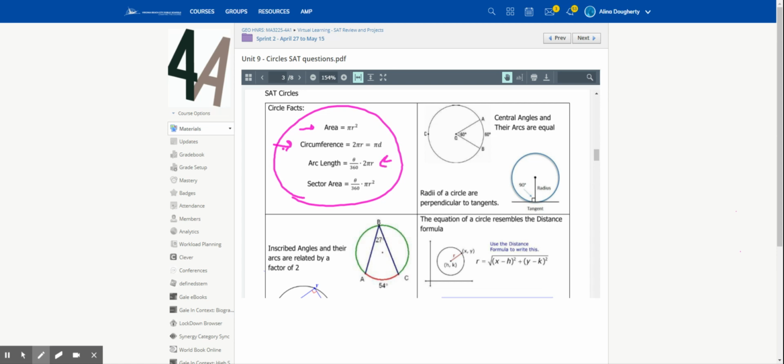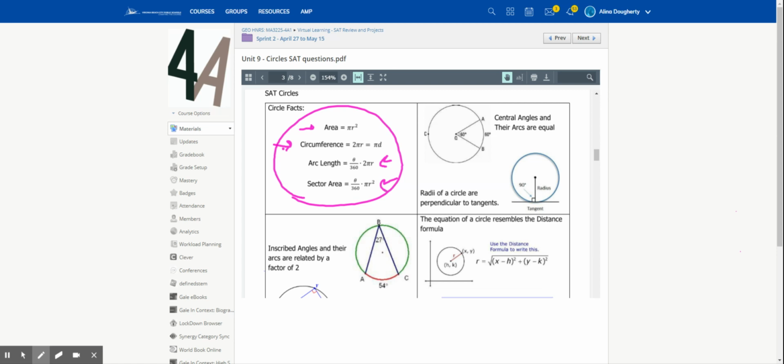Sector area does the same thing. We're going to use that area. So maybe I have a 12-inch pizza and my son eats half of it. What area did he eat? If I have an 18-inch pizza instead of a 12-inch pizza, it's going to be a bigger area. He ate more because the pieces are bigger. So that's how we're going to do that. So you want to write down all four of these formulas.